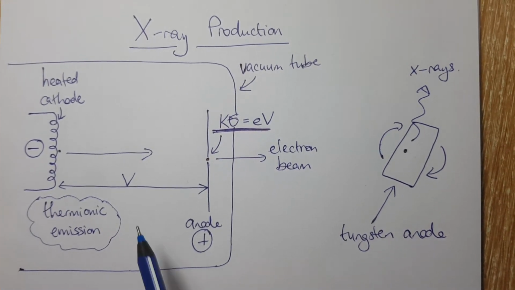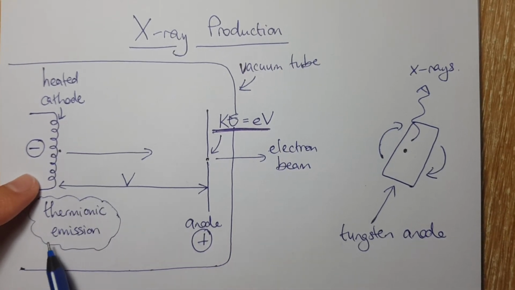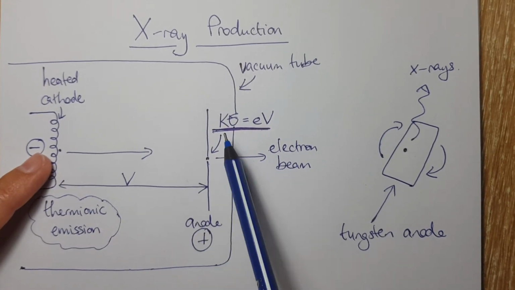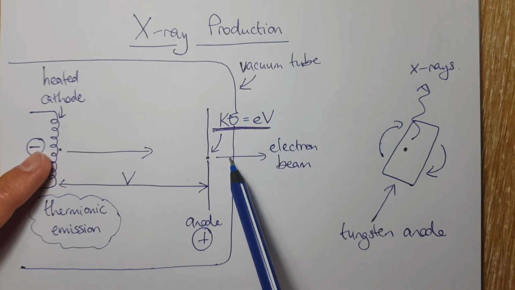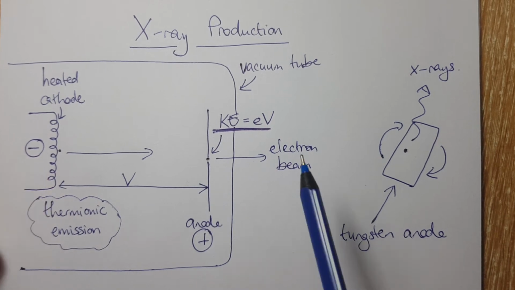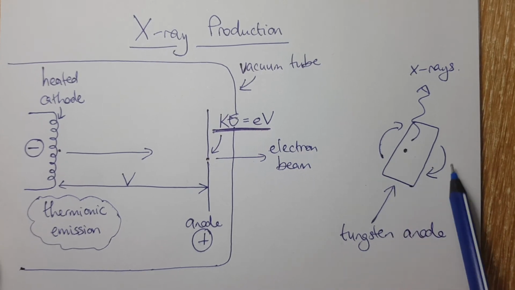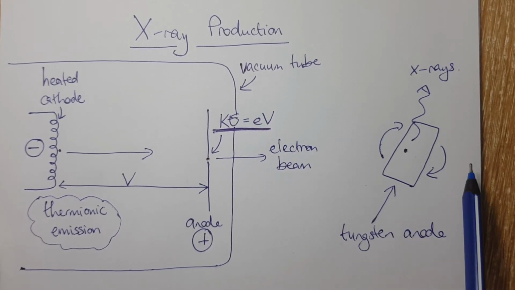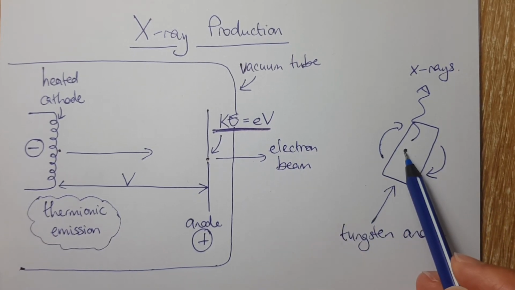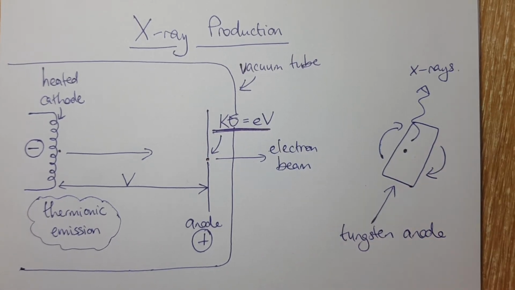Okay, so to summarise that again, you have a heated cathode. Electrons are emitted by thermionic emission. They are accelerated towards the anode. The kinetic energy that they have when they leave the electron gun is equal to E times V, the potential difference. We now have an electron beam. This is fired at a tungsten anode, which is rotating. It's going to get very hot, and that's why we have the tungsten and the rotating. The electrons, when they hit the tungsten, their kinetic energy is ultimately turned into X-rays.